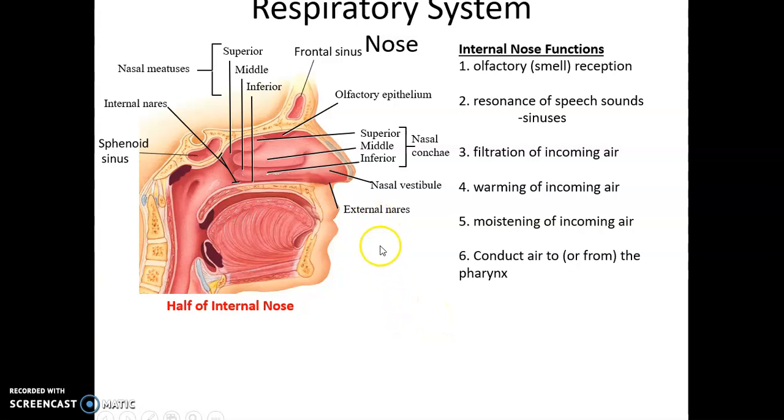So breathe in, air goes from the outside into the nasal cavity and then to the pharynx. Breathe out, air goes from the pharynx to the nasal cavity and out to the atmosphere.